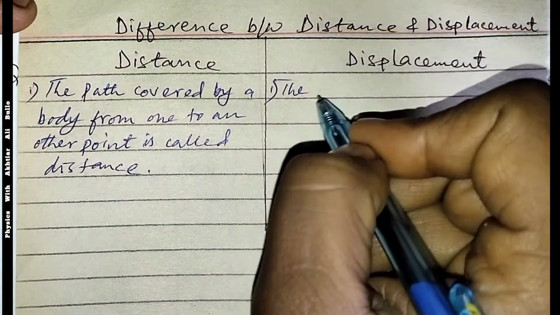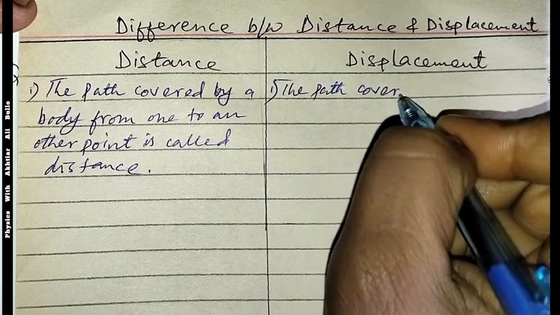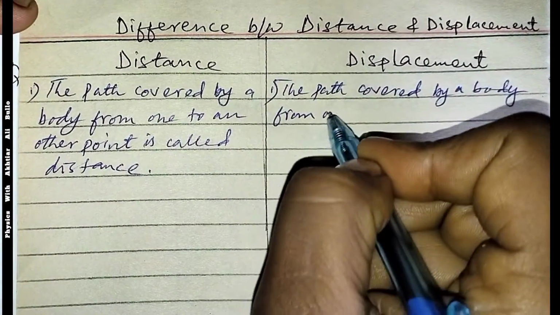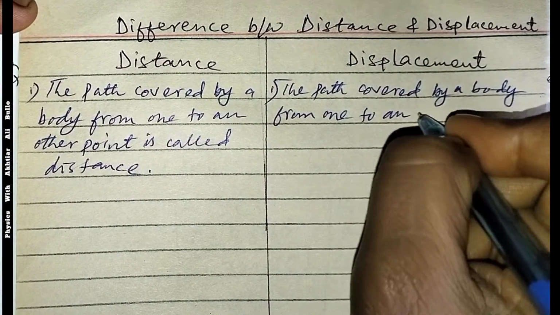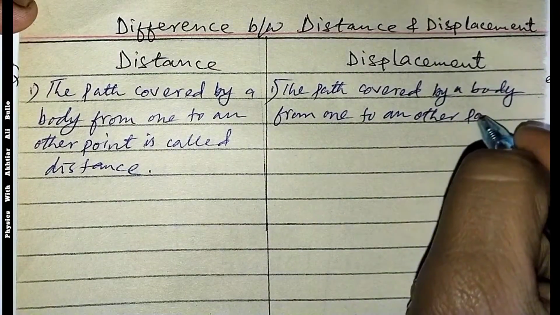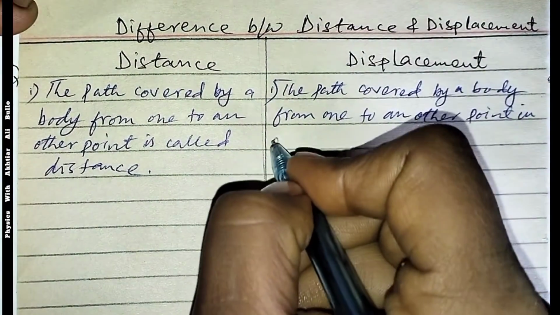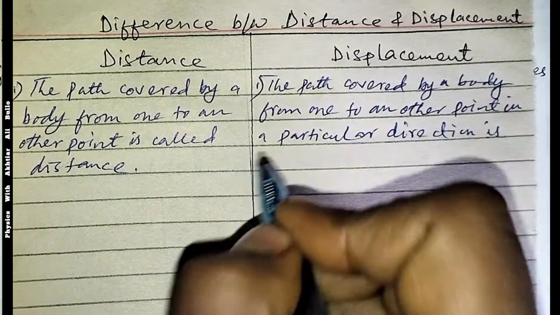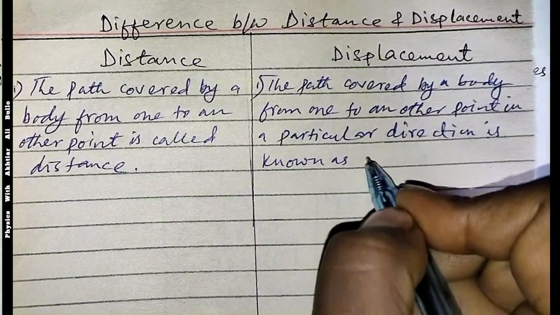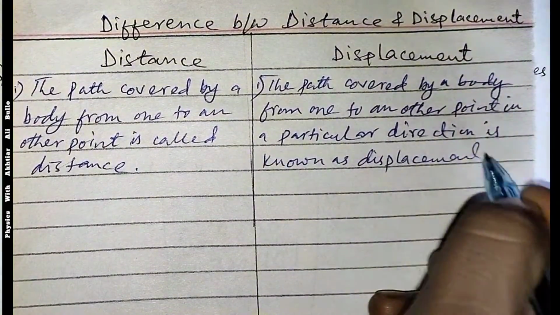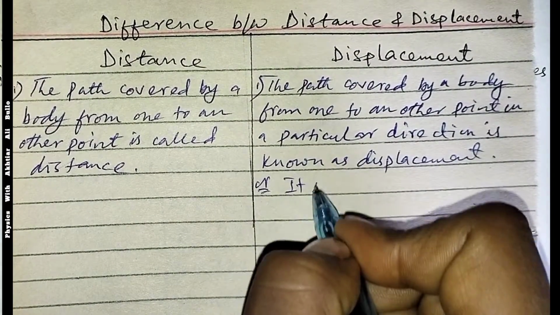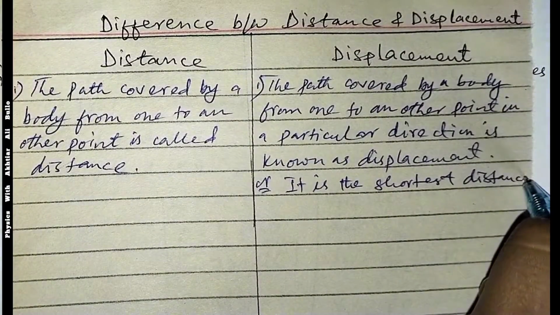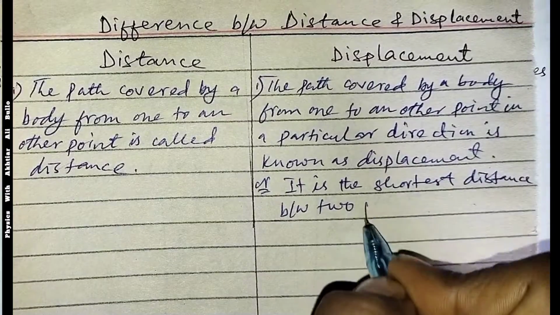The path covered by a body from one to another point in a particular direction is known as displacement, or it is the shortest distance between two points.